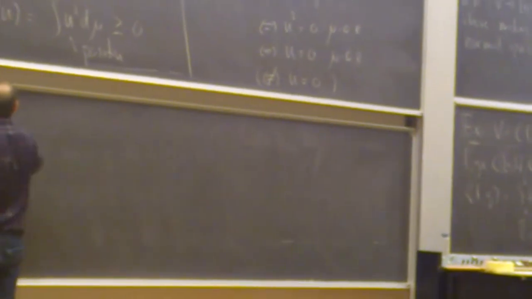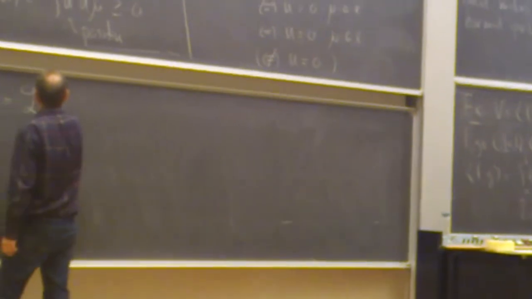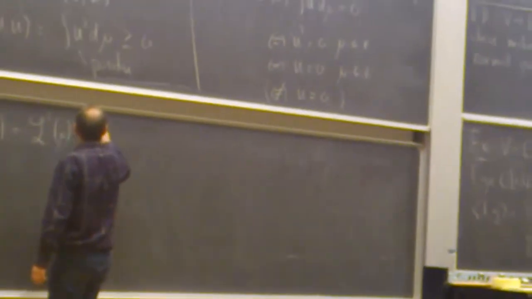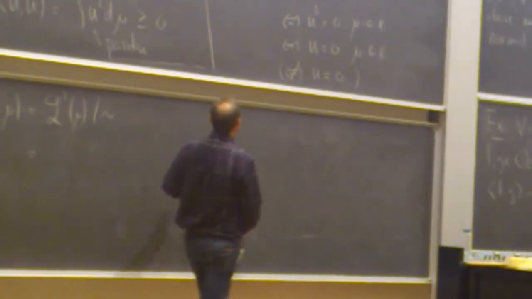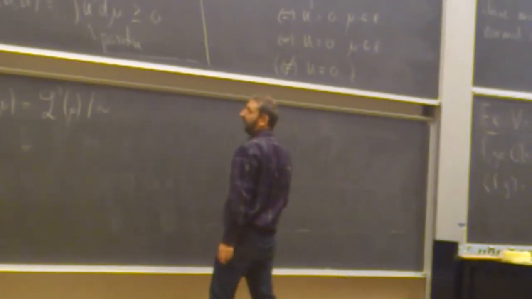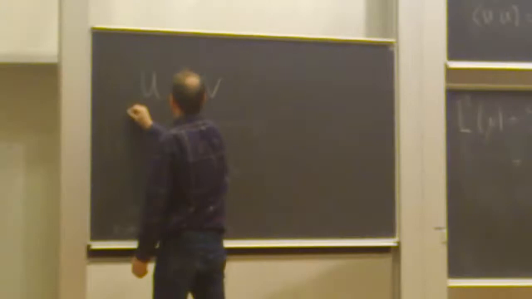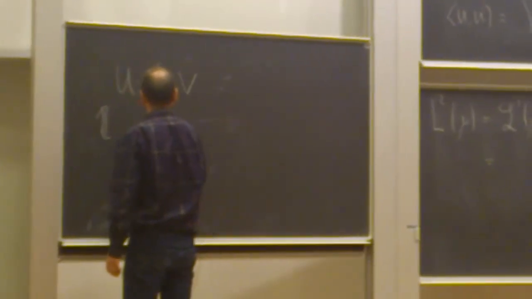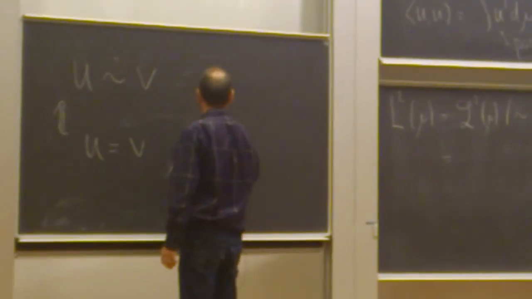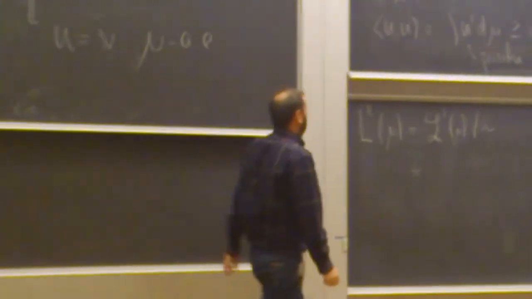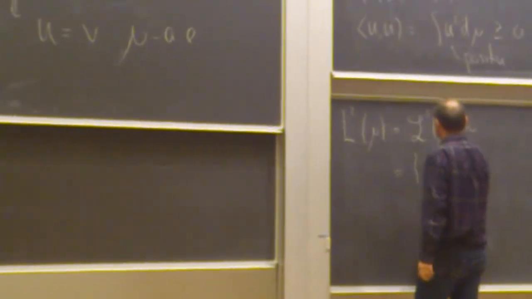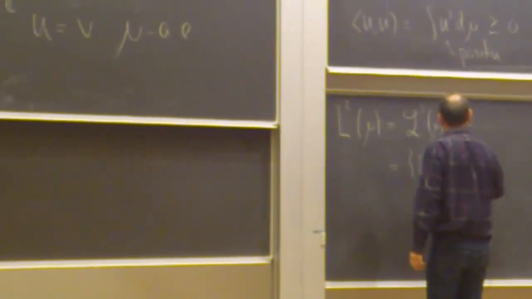L2 of mu will be defined to be curly L2 of mu modulo an equivalence relation. Let me say that we define u to be equivalent to v if u is equal to v, mu almost everywhere. And then this is the same as the set of equivalence classes.